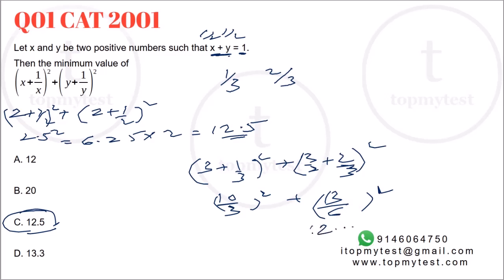This is 3 point something whole square, this is 2 point something whole square. 3 square is 9, 2 square is at least 4. So 9 plus 4 is 13. Now as the symmetry goes out of whack, the number keeps on increasing. The minimal value will be when both of them are identical. 12.5 is the minimum value. We can be reasonably sure about this situation.